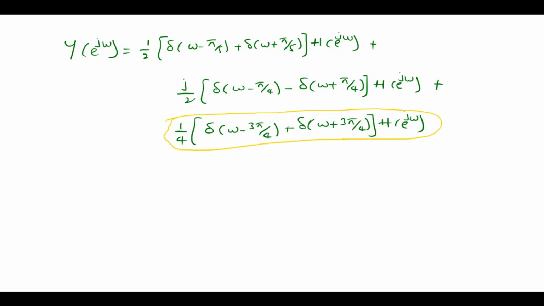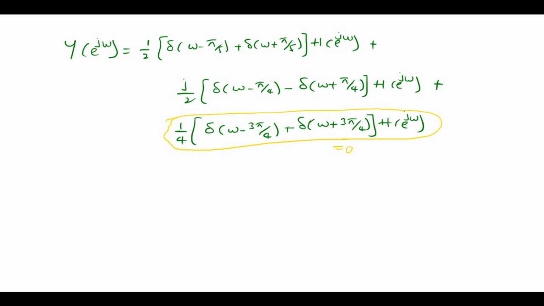Okay, here the delta of omega minus 3 pi by 4 becomes 1 only at omega equal to 3 pi by 4. So delta of omega minus 3 pi by 4 into H of e power j omega gives H of e power j into 3 pi by 4. The frequency response at omega equal to 3 pi by 4 has value 0. Simply, this third term is completely 0.